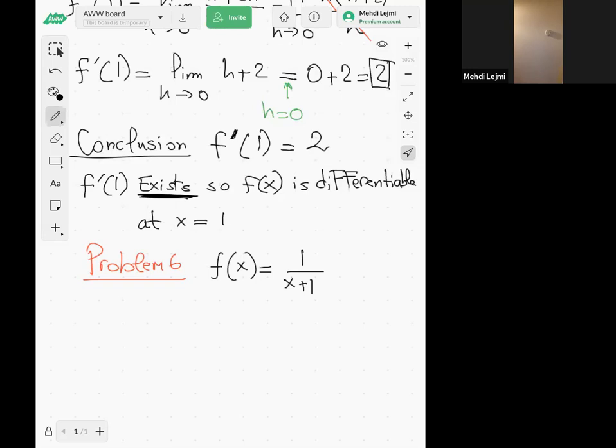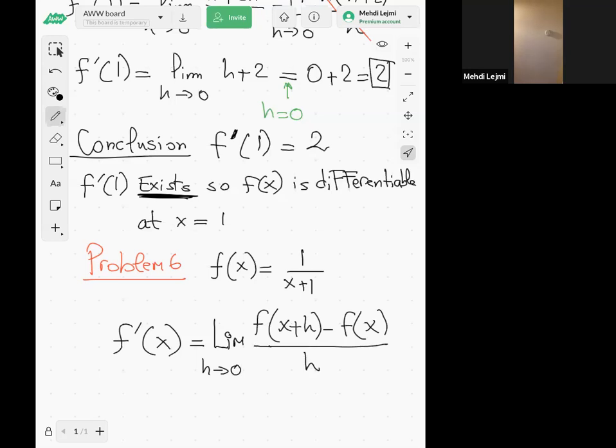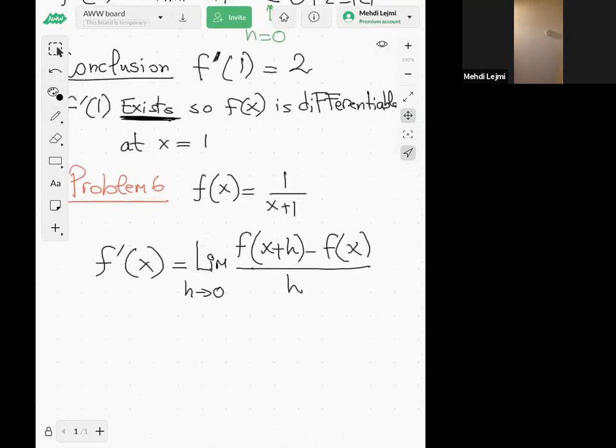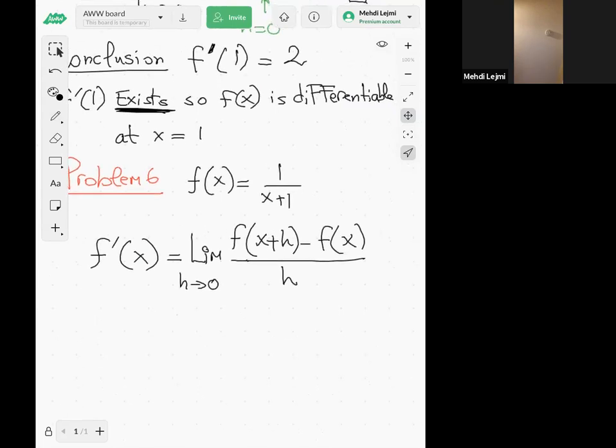Okay, so like here for f prime of x, first you need to write down the definition of f prime of x. We said it's a limit, as usual, h going to 0 of f of x plus h minus f of x over h. So that's the definition of f prime of x. Now, we know f of x, we need to figure out what's f of x plus h, right?